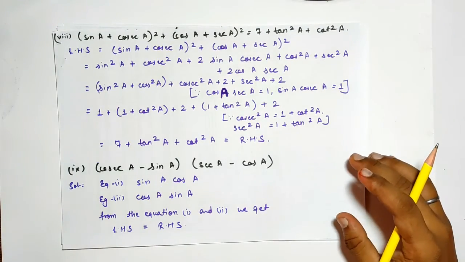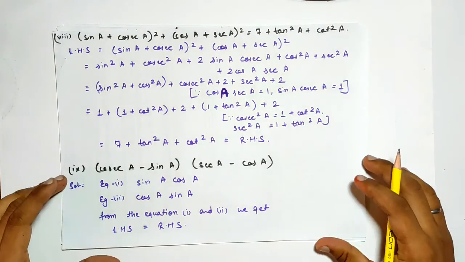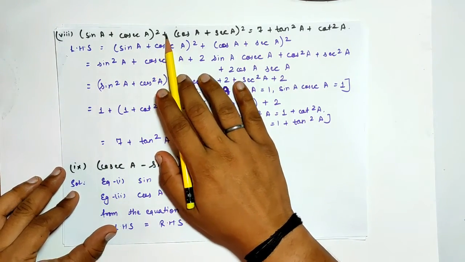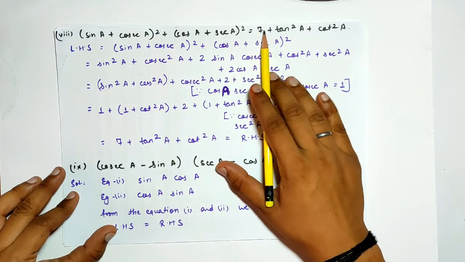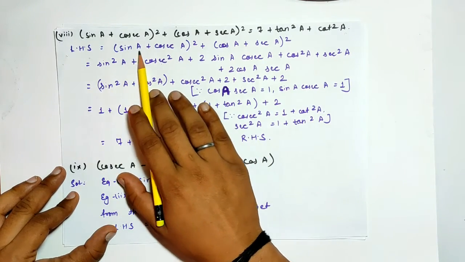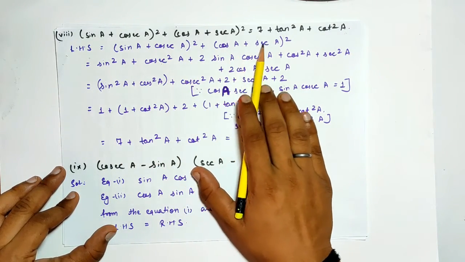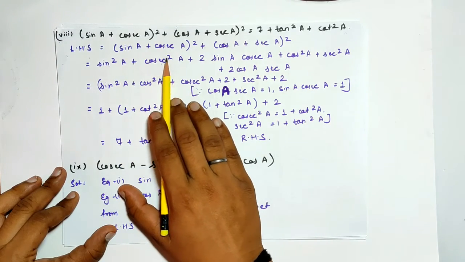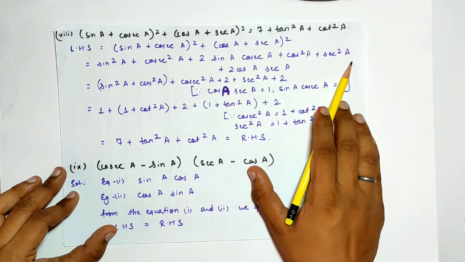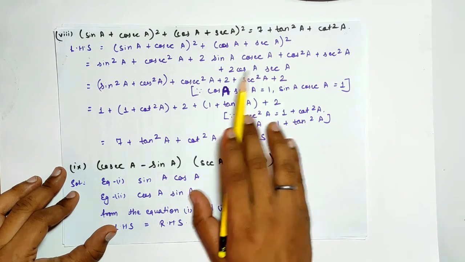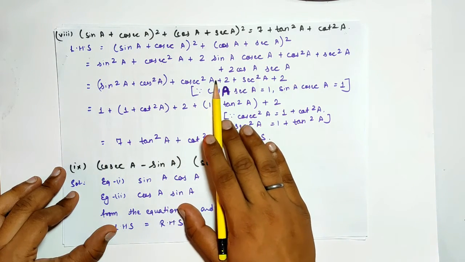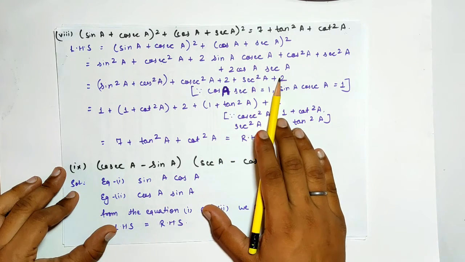Now let's come to the next part of the same question, question number 5. Part 8: (sin A plus cosec A) square plus (cos A plus sec A) square is equal to 7 plus tan square A plus cot square A. LHS is (sin A plus cosec A) square plus (cos A plus sec A) square, which is sin square A plus cosec square A plus 2 sin A cosec A plus cos square A plus sec square A plus 2 cos A sec A. After solving this we get sin square A plus cos square A plus cosec square A plus 2 plus sec square A plus 2.